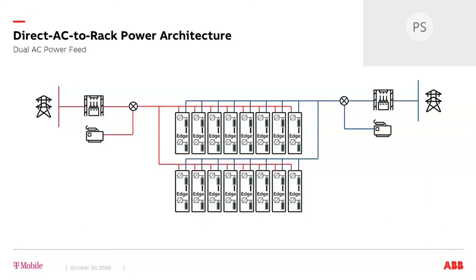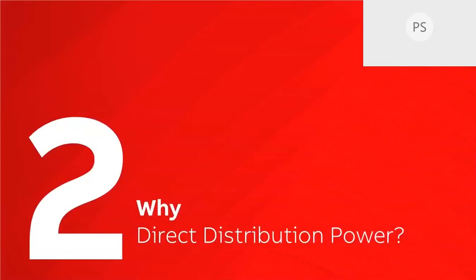Okay, now we understand what direct distribution power is. Don, why did T-Mobile choose to implement this architecture?